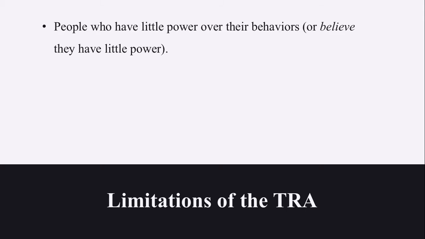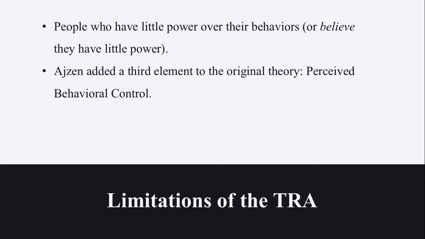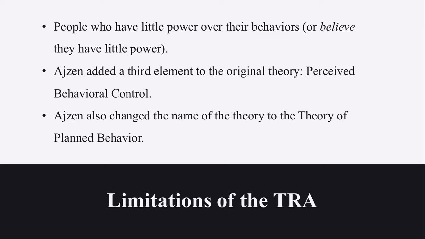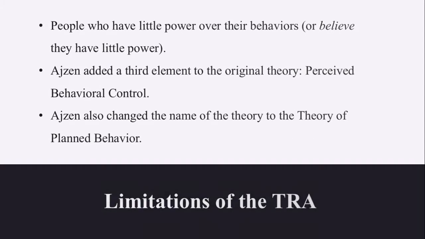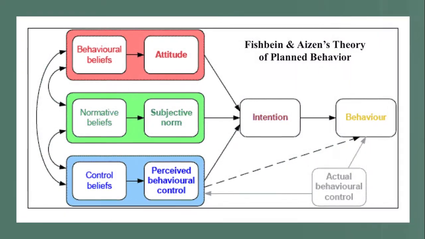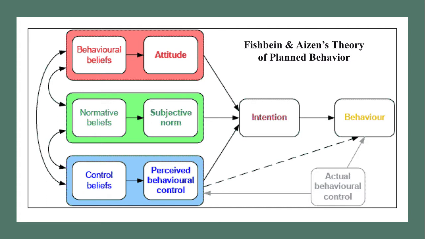As is the case with most theories, there are some limitations of the theory of reasoned action. The main limitation pertains to people who have little power over their behaviors or believe they have little power. As a result, Ajzen added a third element to the original theory: perceived behavioral control. Ajzen also changed the name of the theory to the theory of planned behavior. The theory of planned behavior equals theory of reasoned action plus perceived behavioral control.